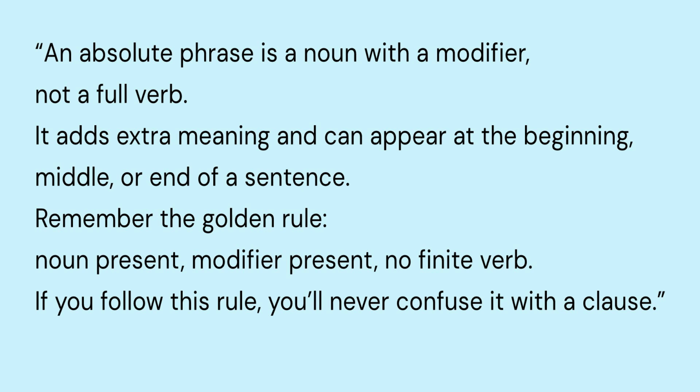So, the conclusion is, an absolute phrase is a noun with a modifier, not a full verb. It adds extra meaning and can appear at the beginning, middle, or end of a sentence. Remember the golden rule: noun present, modifier present, no finite verb. If you follow this rule, you'll never confuse it with a clause.